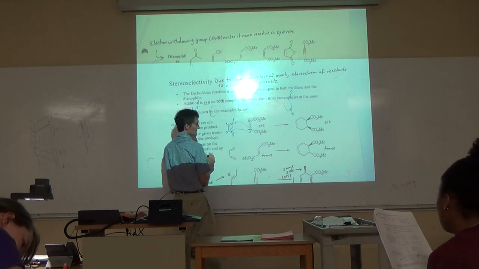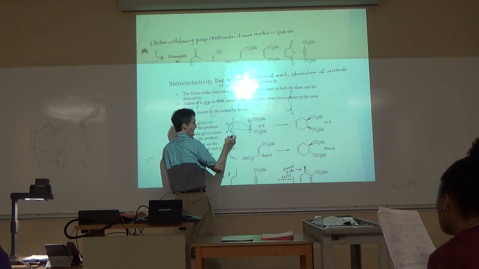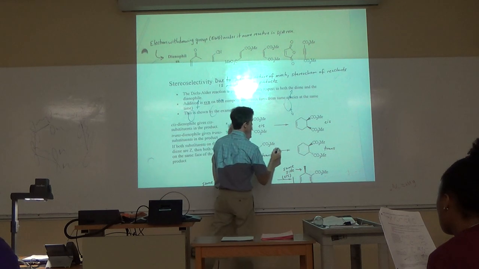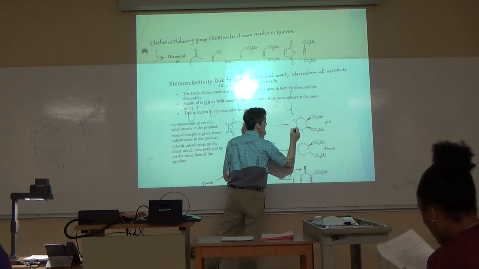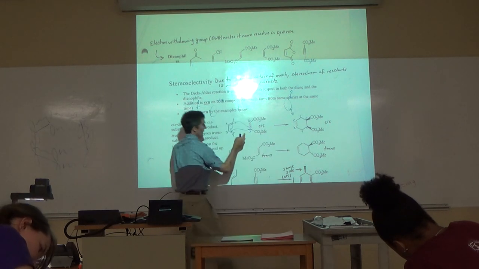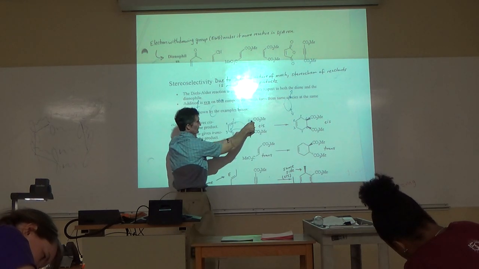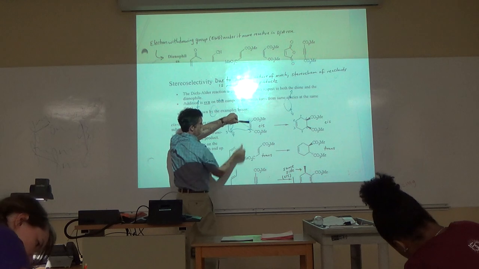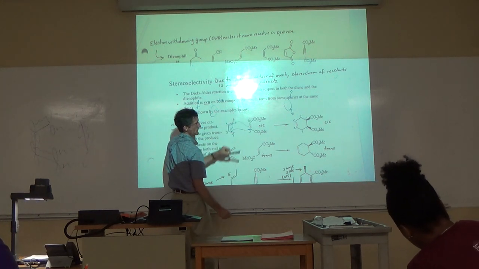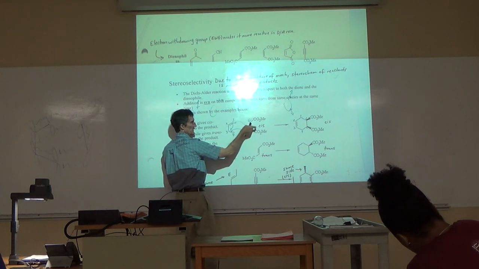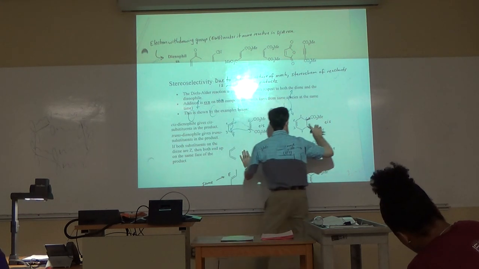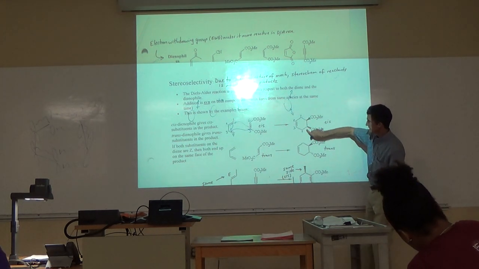1, 2, 3, 4, 5, and 6. What carbons are bonding down here? 4 and 5. What carbons are bonding here? When this swings out, 6 becomes bonded to 1. Okay? And the two ester groups are on 5 and 6. But the key thing here is these two carbons are now tetrahedral.